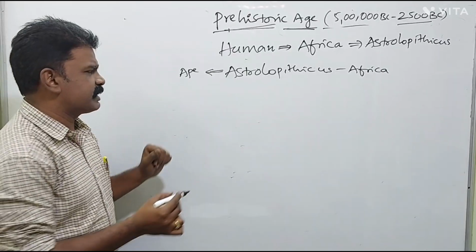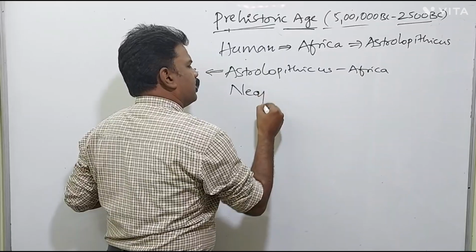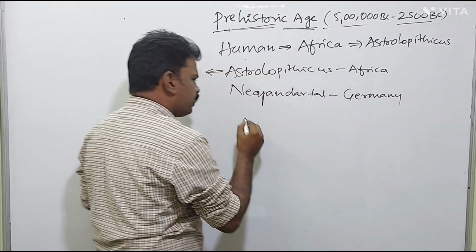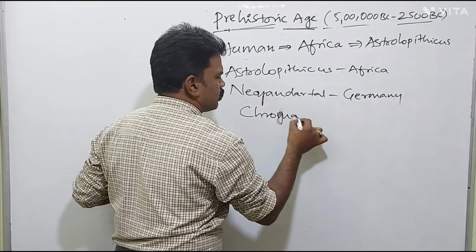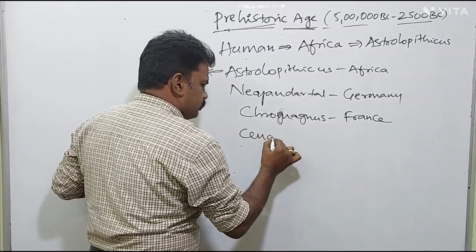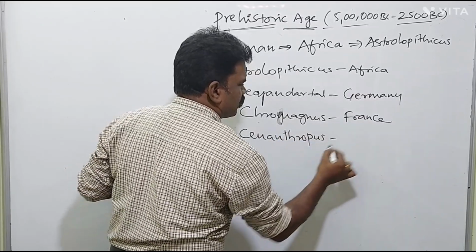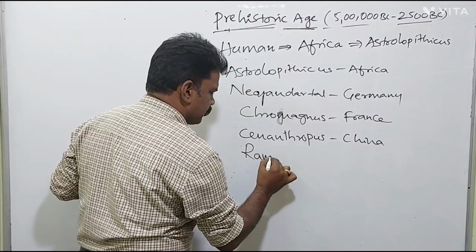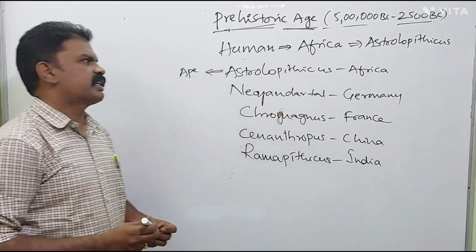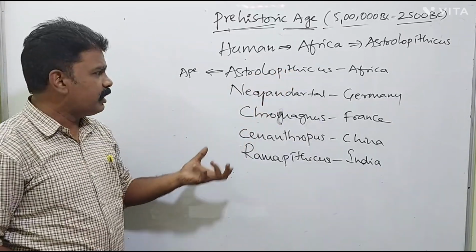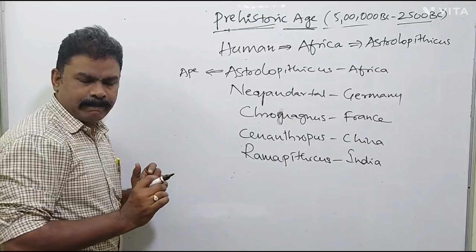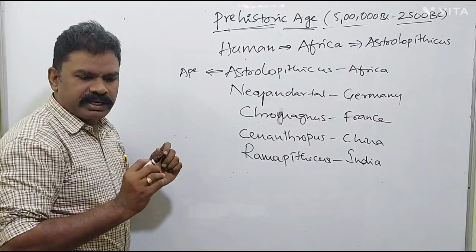After Australopithecus, we find Neanderthal. Neanderthal humankind was found in Germany and European islands. After that, Cro-Magnon found in France. Next, Sinanthropus found in China. Ramapithecus found in India. So, Australopithecus in Africa, then Neanderthal. By the time of the Neanderthal, this ape is called Homo erectus.